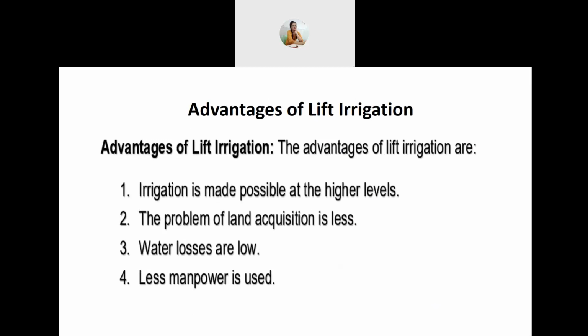Next, advantages of lift irrigation. There are 4 advantages of lift irrigation. Number 1, lift irrigation is made possible at the higher levels. Number 2, the problem of land acquisition is less. Number 3, water losses are low. And number 4, less manpower is used.